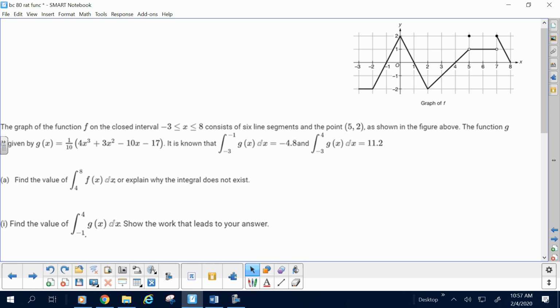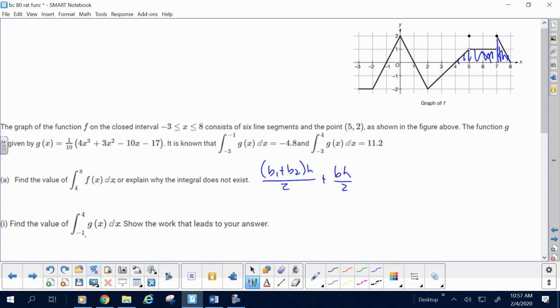So 4A, your issue might have been, does the discontinuity affect it? Technically, we haven't done discontinuous integrals, but the answer is no, it doesn't. If you take left or right hand infinite rectangles, it approaches the same value. So don't sweat the discontinuity. I just did trapezoid plus triangle.